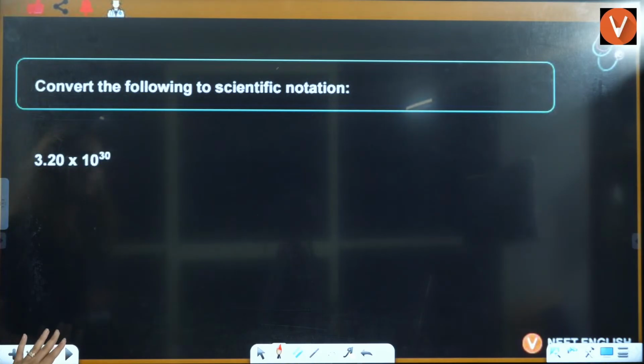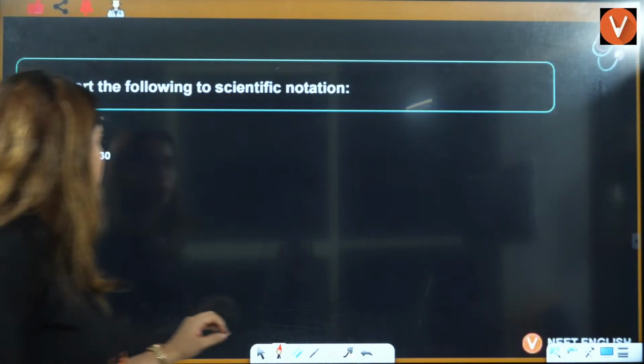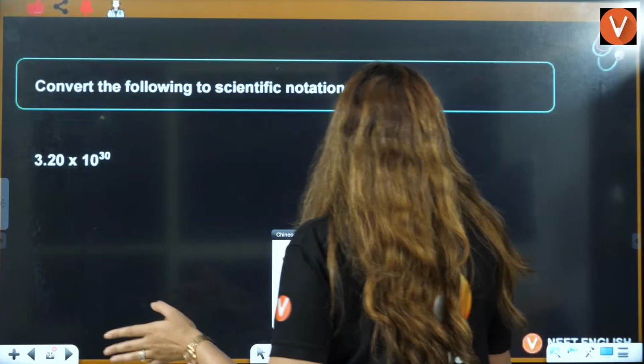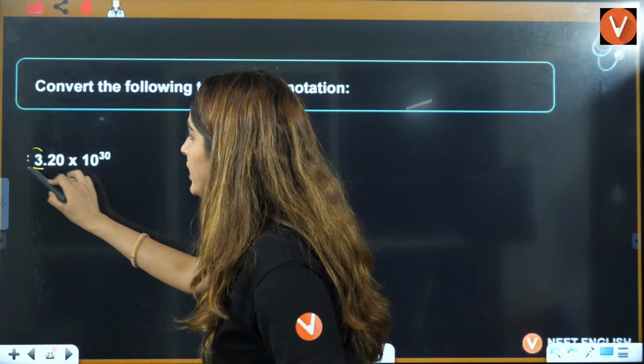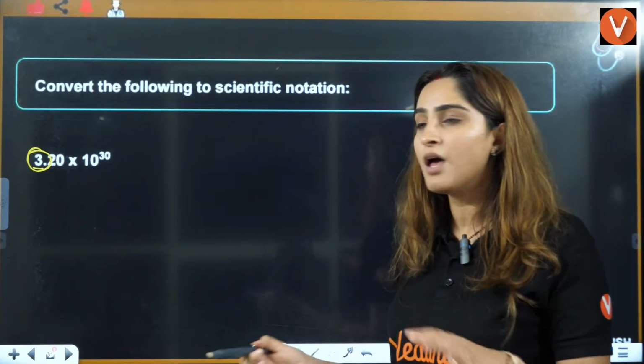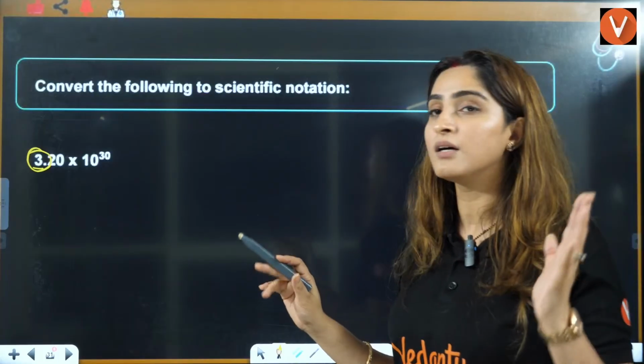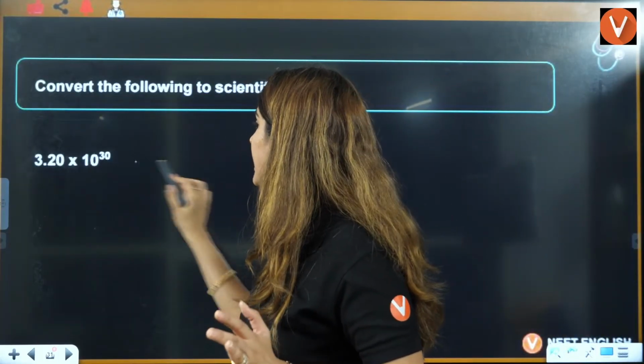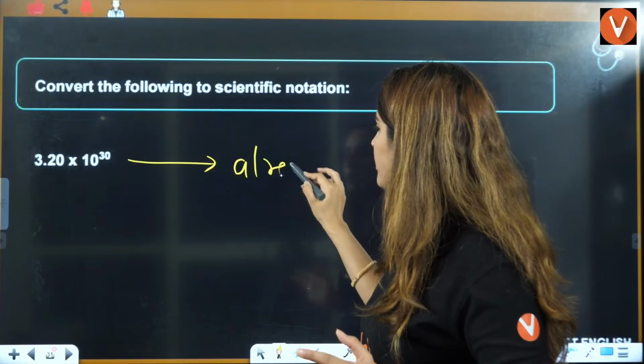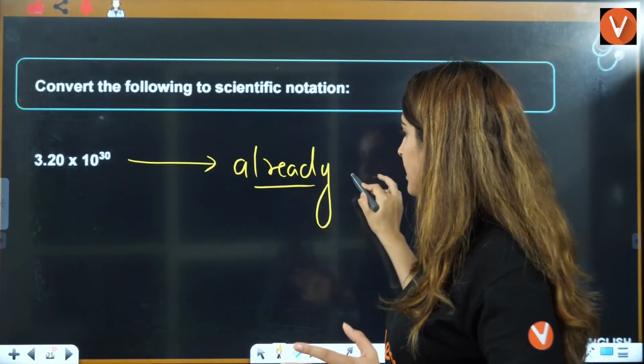Is that clear to everybody or not? Next is 3.2. This we don't have to convert. This is already in 3 point. Only after 1 digit you have the decimal. Already this is in the scientific notation.